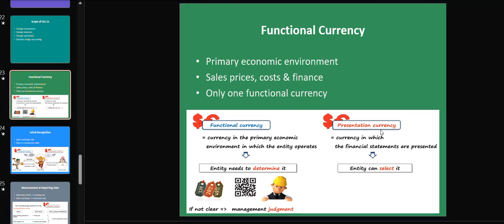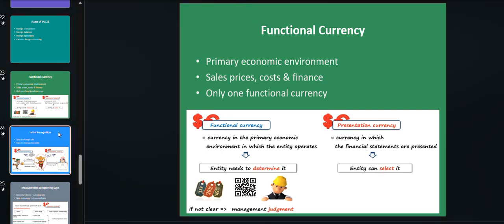And next is the presentation currency. Presentation currency is the currency in which the financial statements are presented to the shareholders and stakeholders. This currency is selected by the entity on its own.